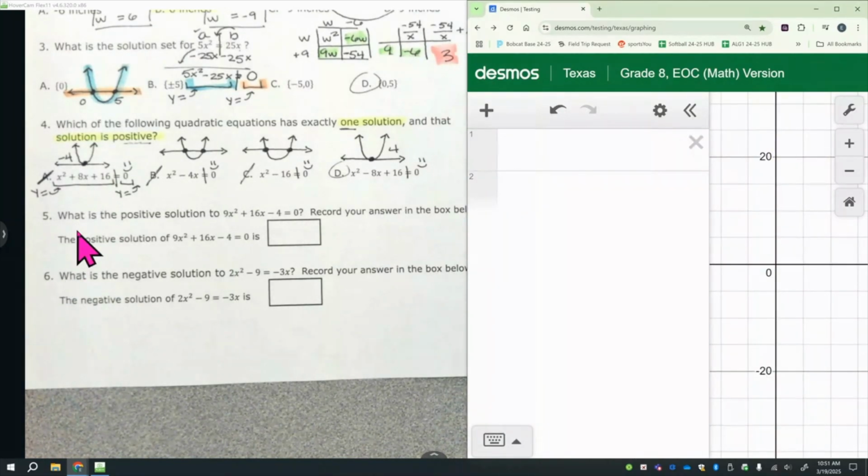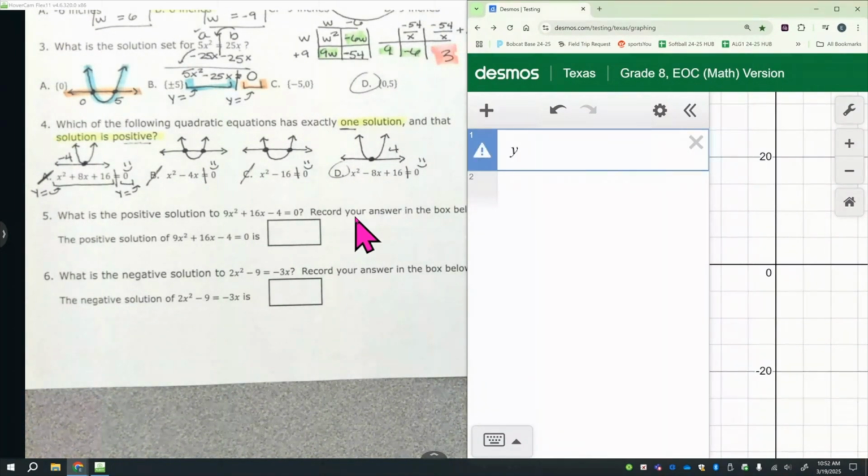Going to move on to number 5. Number 5 says, what is the positive solution? And we're going to record our answer in the box. So if you can do the short way, do the short way. We're getting close to star. We want to teach you all the tips and tricks, so do the short way. However, I'm going to show you that the shortcut way doesn't always work.